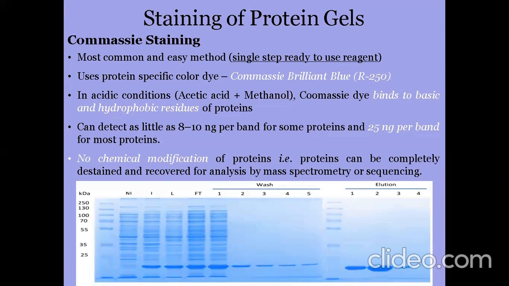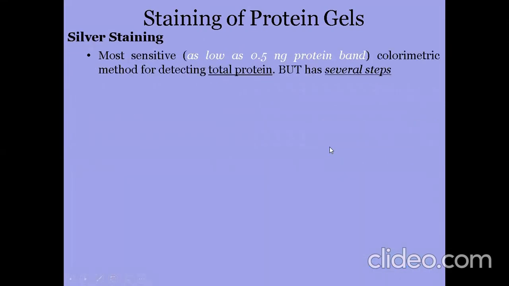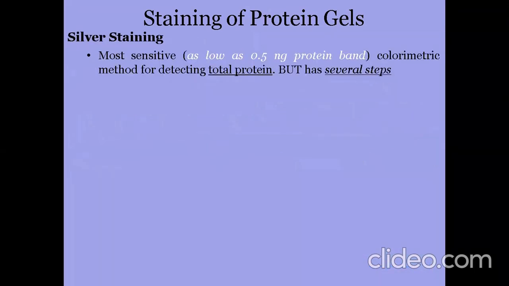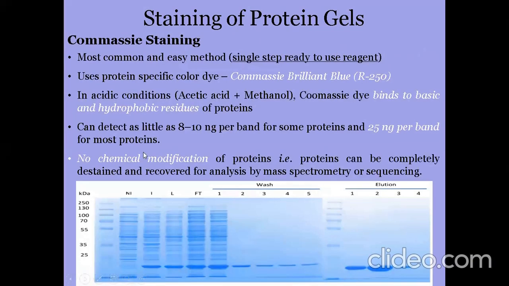Okay, so next is silver staining. So this was about Coomassie brilliant blue stain, and the next is silver stain. And silver stain is more sensitive, as low as 0.5 nanogram per band. So it can detect 0.5 nanogram of the protein band. So before this, it was like it can normally detect 25 nanogram or minimum of 8 to 10 nanogram.